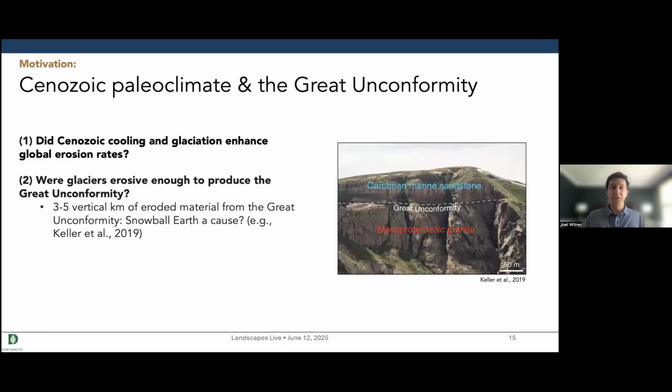Then there's the question of the great unconformity, this mysterious unconformity that you need to account for 3 to 5 vertical kilometers of eroded material somehow. And some authors, including Brennan Keller, who is a lead author on this paper, have posited snowball Earth to be a cause of this unconformity. Both of these questions are subject to considerable debate ongoing in the literature.